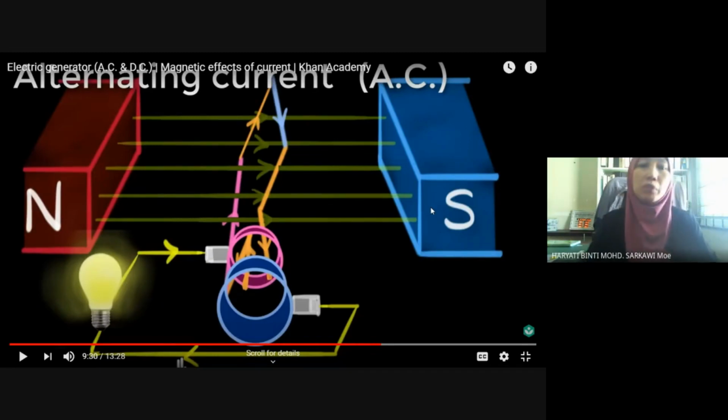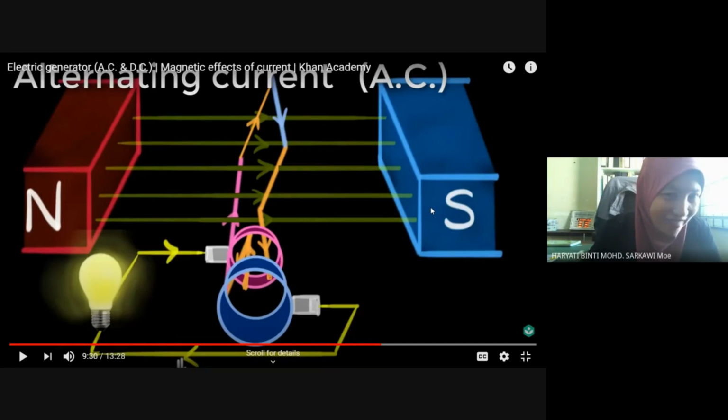Popular questions for this will be, number one, suggest ways to increase the induced current or induced EMF produced. Number two, how to modify that generator from alternating current to direct current. If you want to suggest how to increase the induced EMF or induced current, you focus on what law? Faraday or Lenz's law? Faraday, right? So you focus on increasing the rate of cut of the magnetic field lines, or increasing the cutting of the magnetic flux. So it refers to increasing the speed, the relative motion.